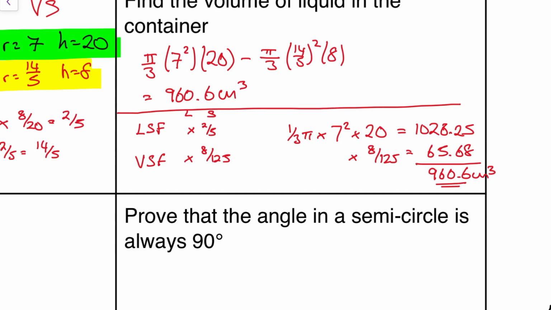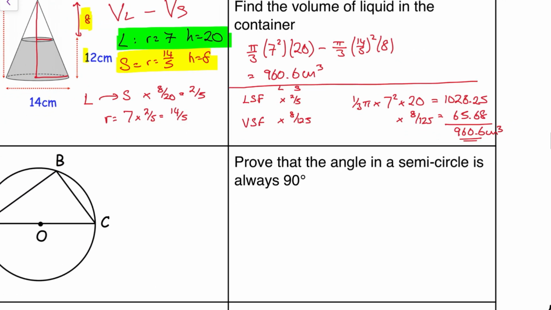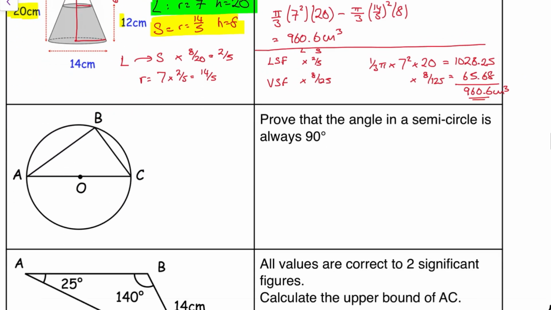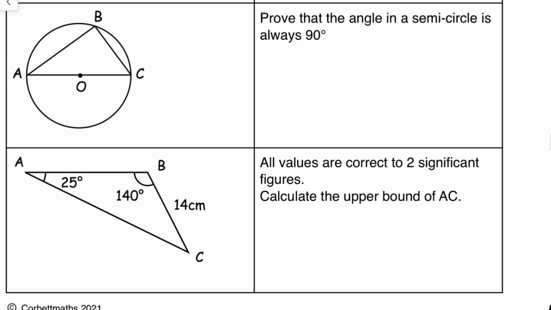So two different ways of doing the same question. I think the second way would be hard for most people to spot. They're expecting you to work out the volume with two different cones. Either way, good, tough question. Next question, what do we have? We have two more to go.